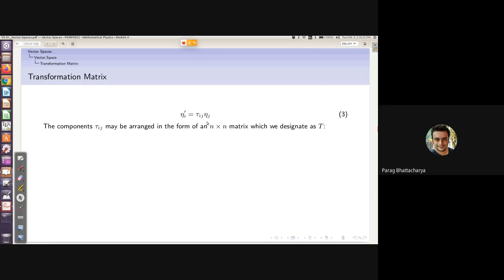So this can be arranged as an n cross n matrix. Why an n cross n matrix? Because what are the values that i can take? The values that i can take will be 1, 2, 3, all the way till n. And the values that j can take will also be 1, 2, 3, all the way till n. Why do i and j take the same range of values?